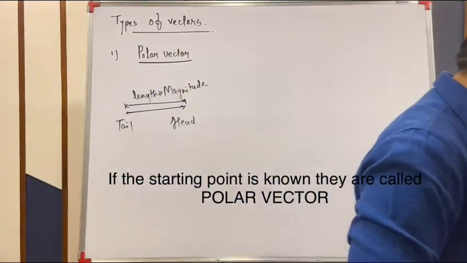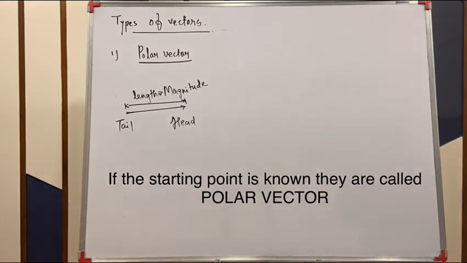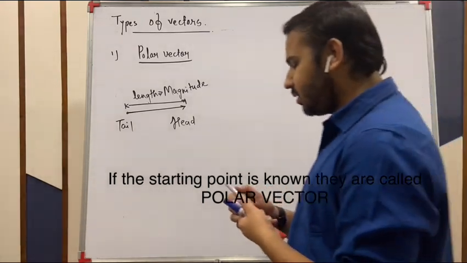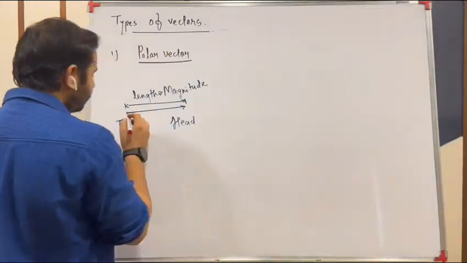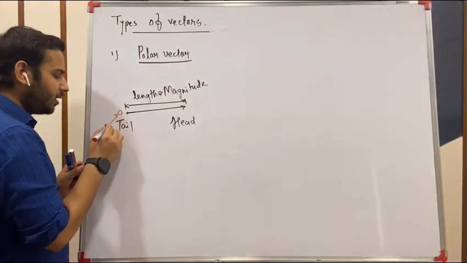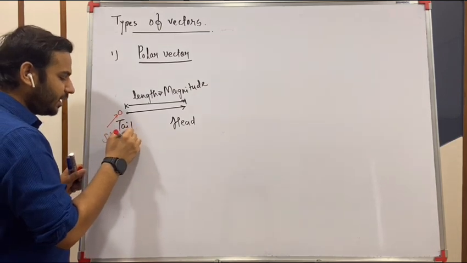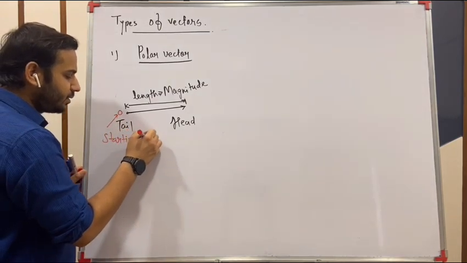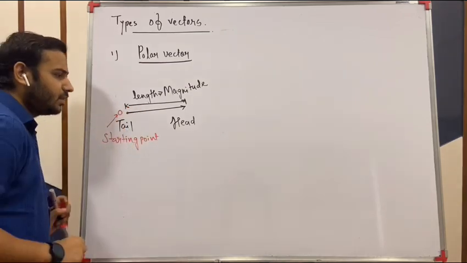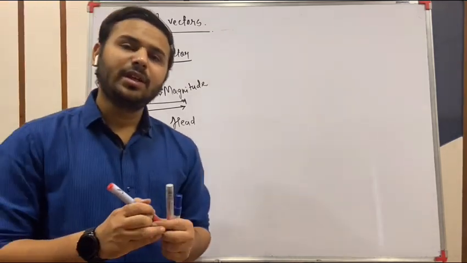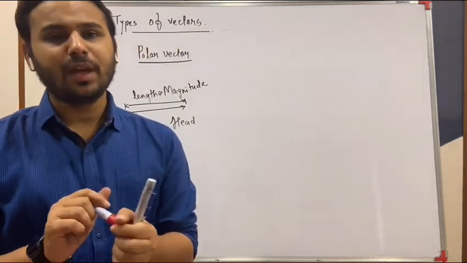Please write down the definition of polar vector: its starting point is known, or the point of application is known. They are called polar vectors. The starting point is known. Suppose this point is O, this is called the starting point. If it is known, then you can say this kind of vector is a polar vector.